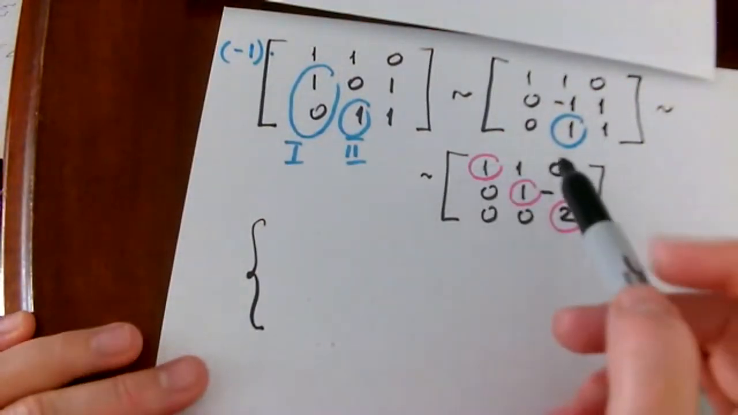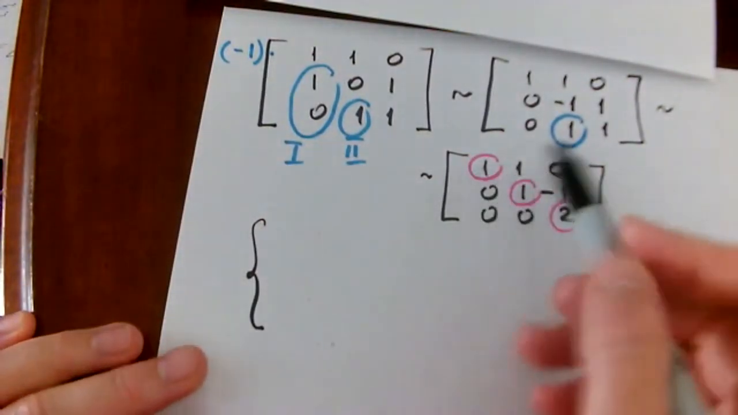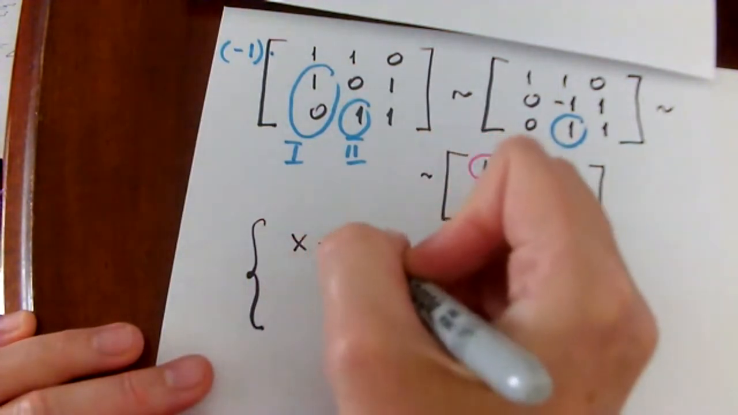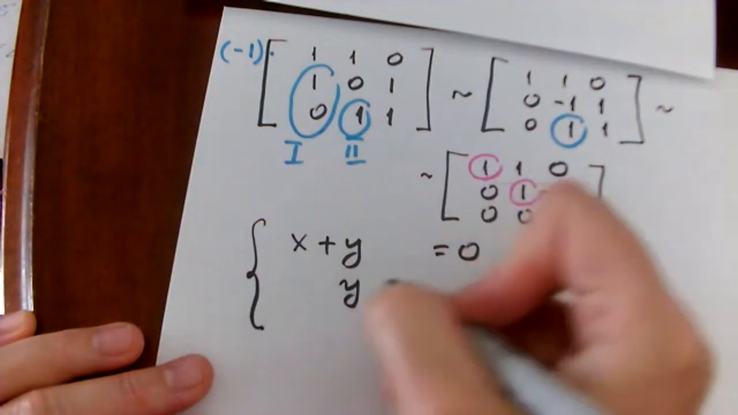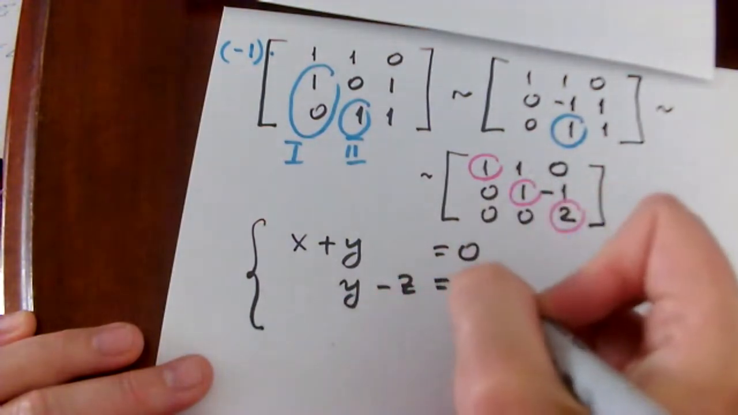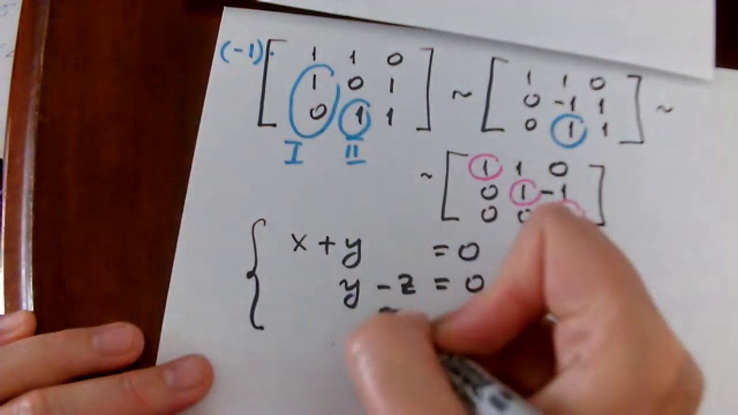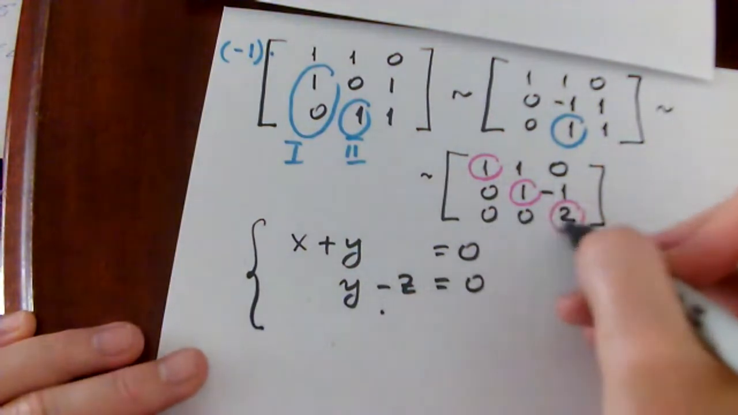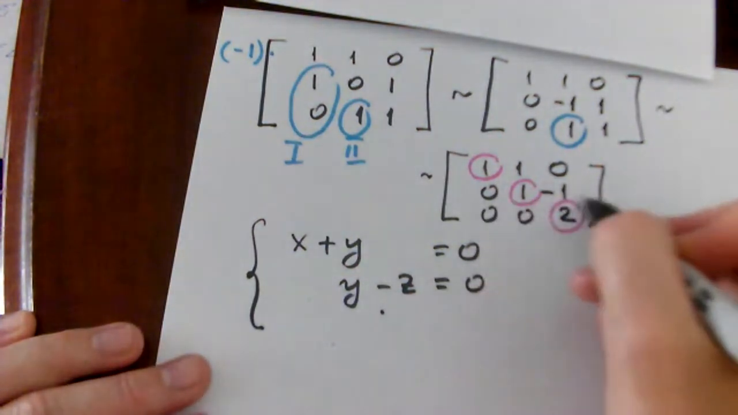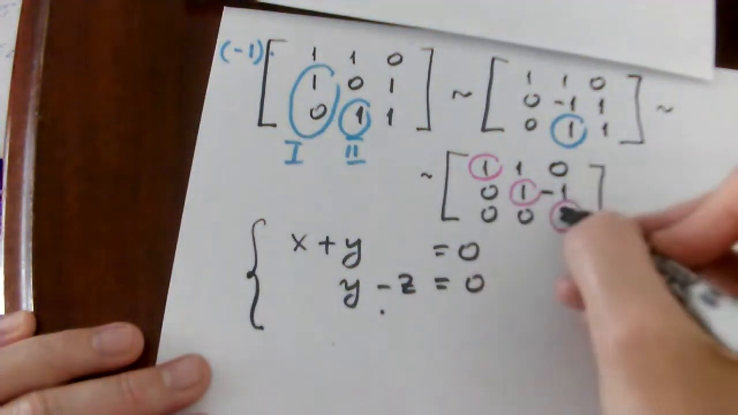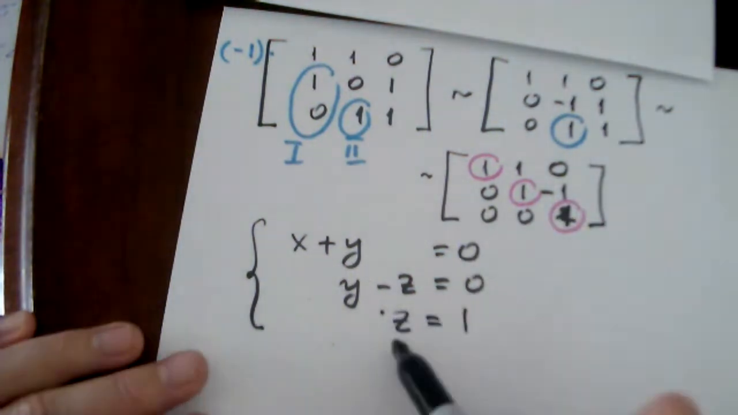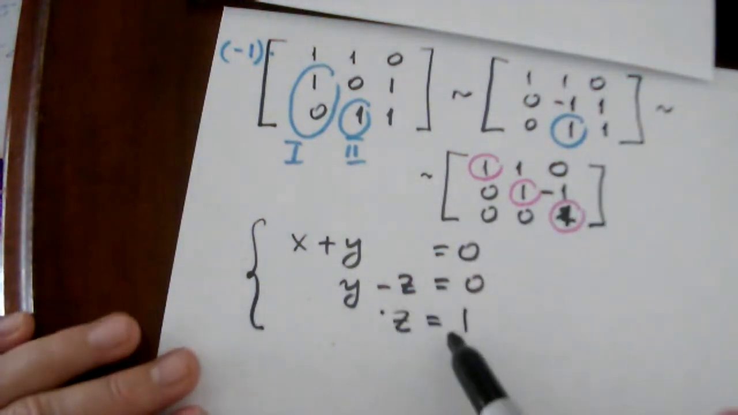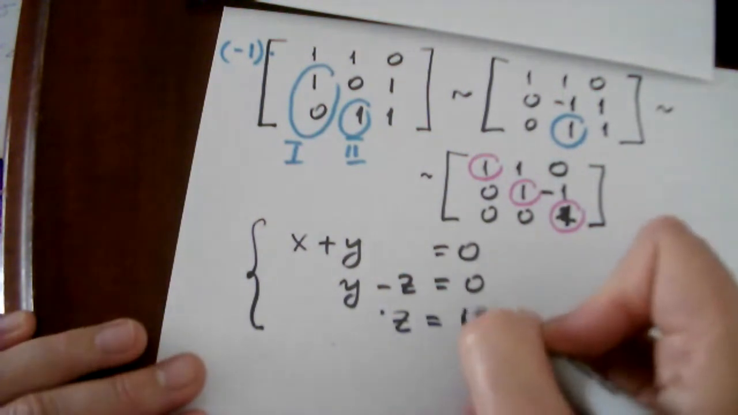So now it's time to get back to our equations. The first row corresponds to x plus y is equal to 0. The second row is y minus z is equal to 0. And the third row, I forgot to divide this third row by 2. Let's divide it. It will be 1. As you can see, the equation is much better immediately. 0, 0, 0, sorry, it's a mistake.